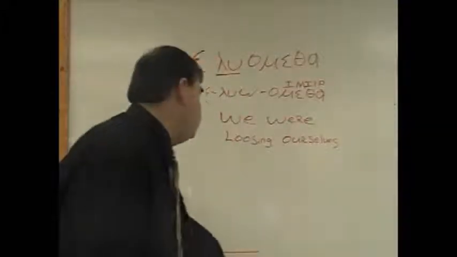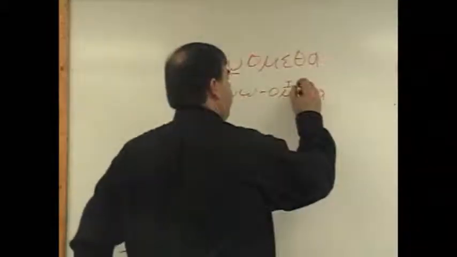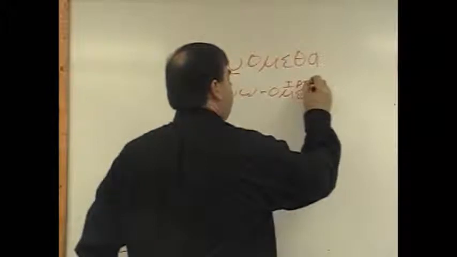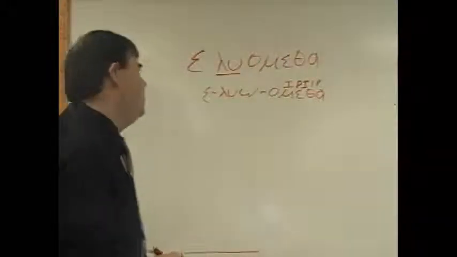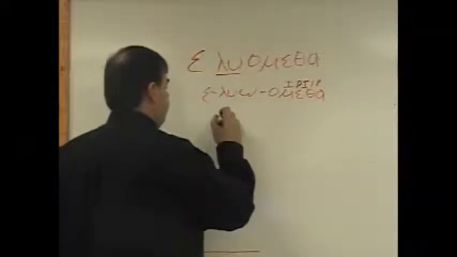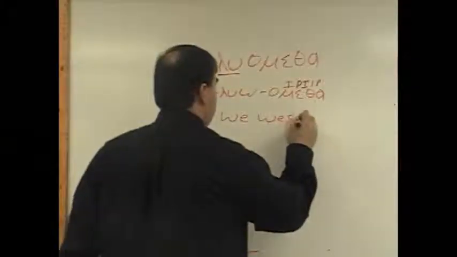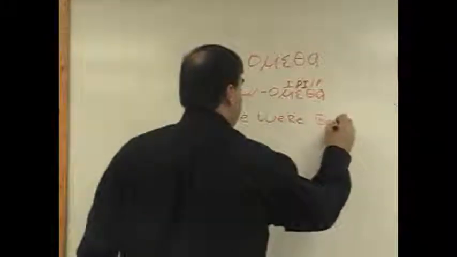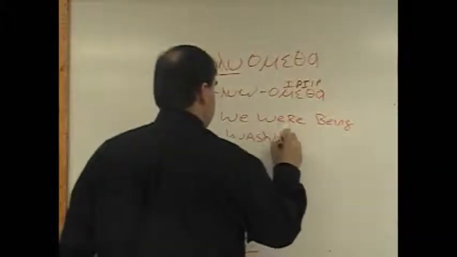Since it can change, and it could be a passive, let's change that right there, and let's make it an imperfect, passive, indicative, first person, plural. And now let's say it like we would say it was passive. And that was, we would say it like this. We were being washed. Okay, we were being washed.